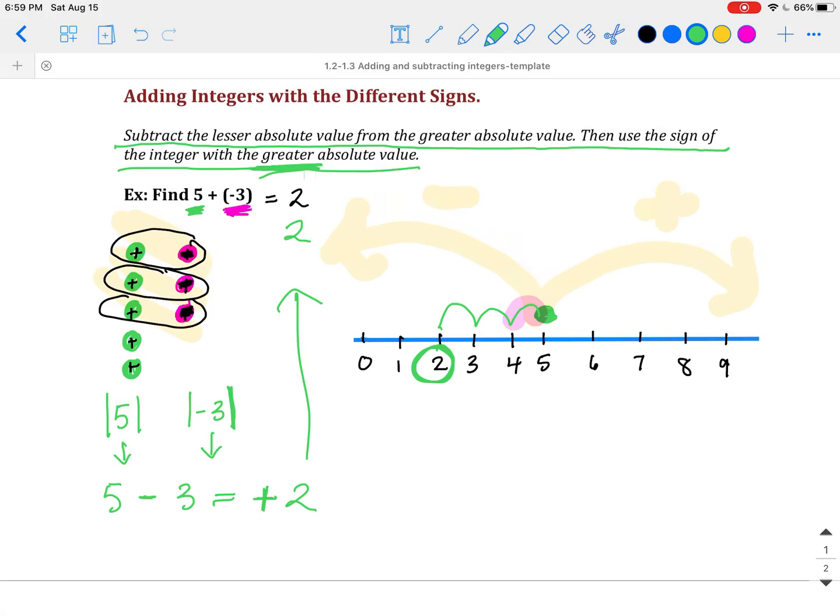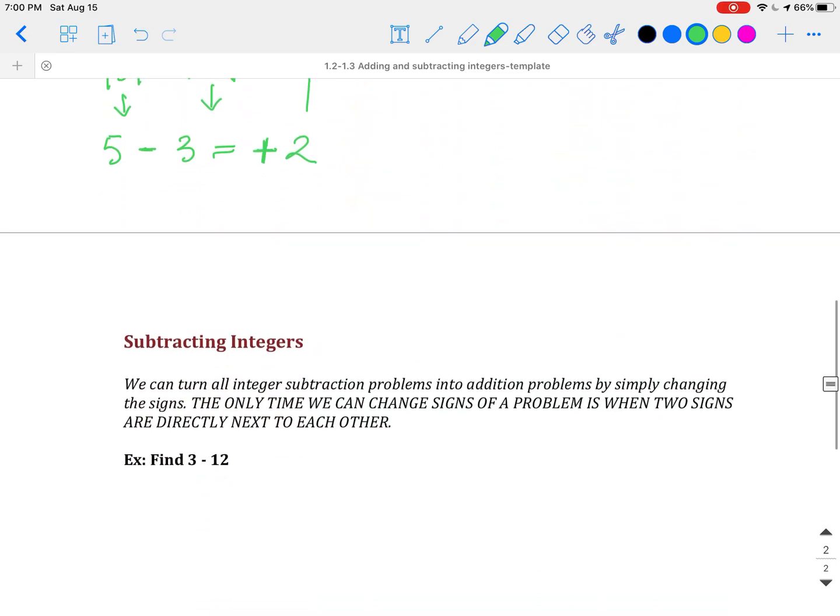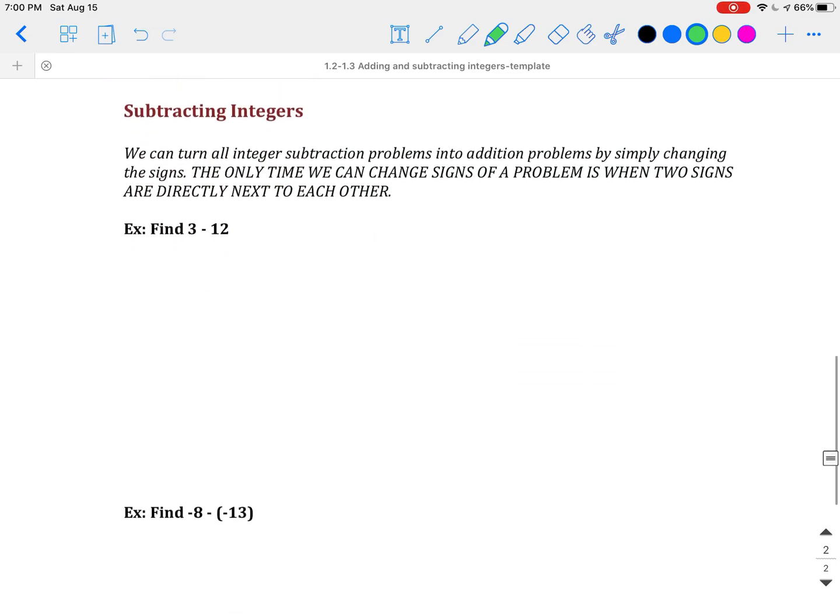Like I said, different methods work with different brains, so if one of those really stuck with you, whether it was the integer counters, whether it was the number line, or whether it's simply using the rule, go ahead and run with it. I do want you guys to all try these different methods though to see what you're most comfortable with. Now we're going to move on and talk about some subtracting.